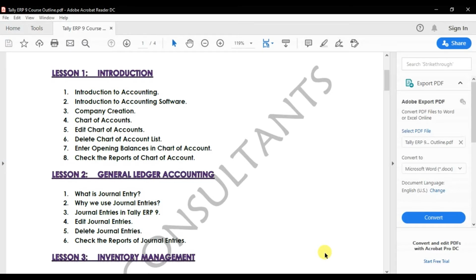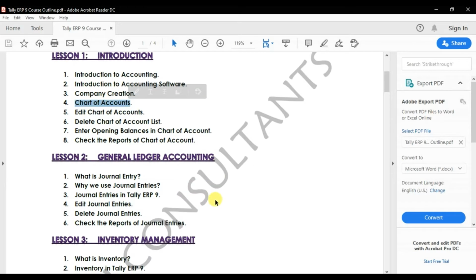Okay, so we are done with the first lesson, which is the company creation. We are done with the chart of accounts, right? Now the next step is that we need to record journal entries in Tally ERP 9. We need to record day-to-day journal entries in Tally ERP 9. So how to do it? Where do we need to go?